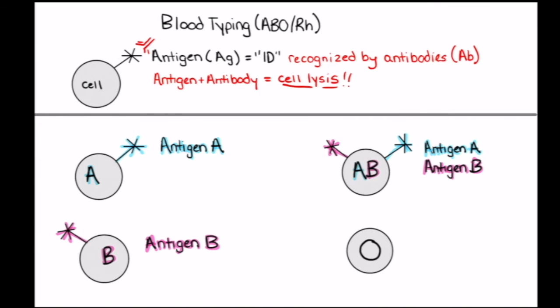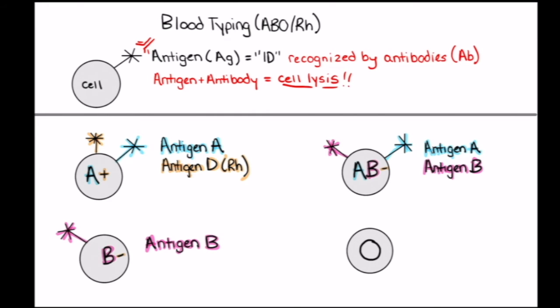So as an example here, someone can express both antigen A and antigen D, and we would describe their blood type as A positive. An individual who has antigen B but lacks antigen D would be B negative. An individual with antigens A and B that lacked antigen D would be described as AB negative.